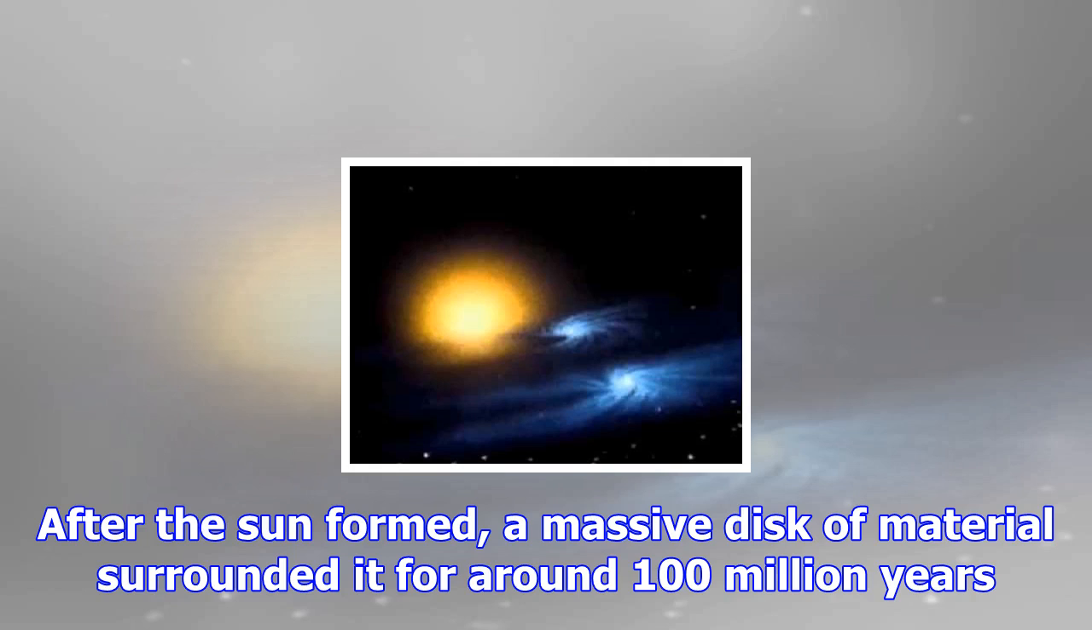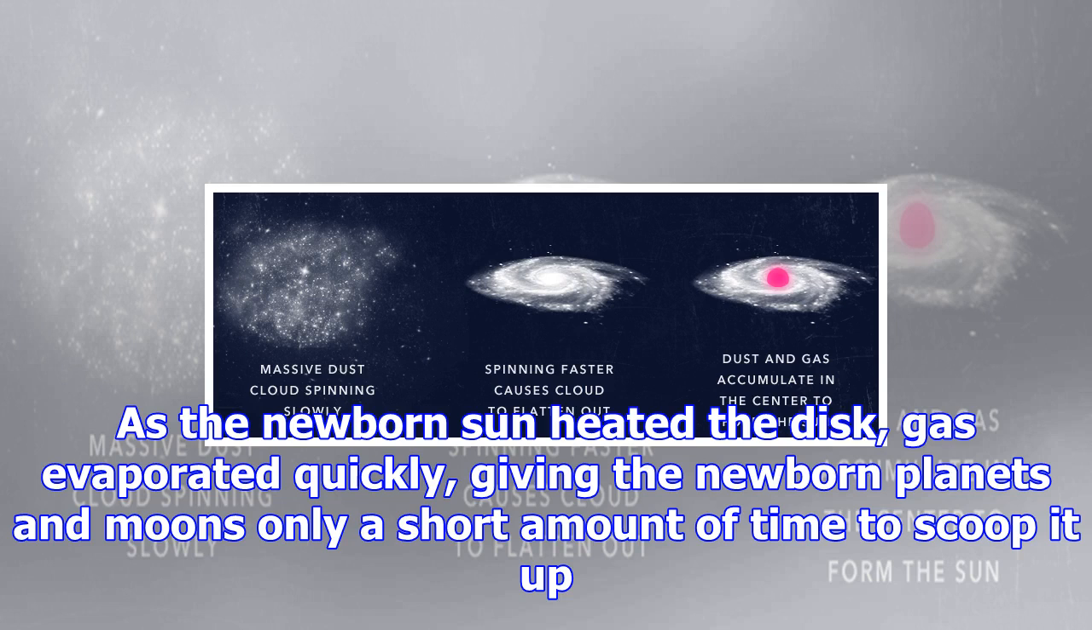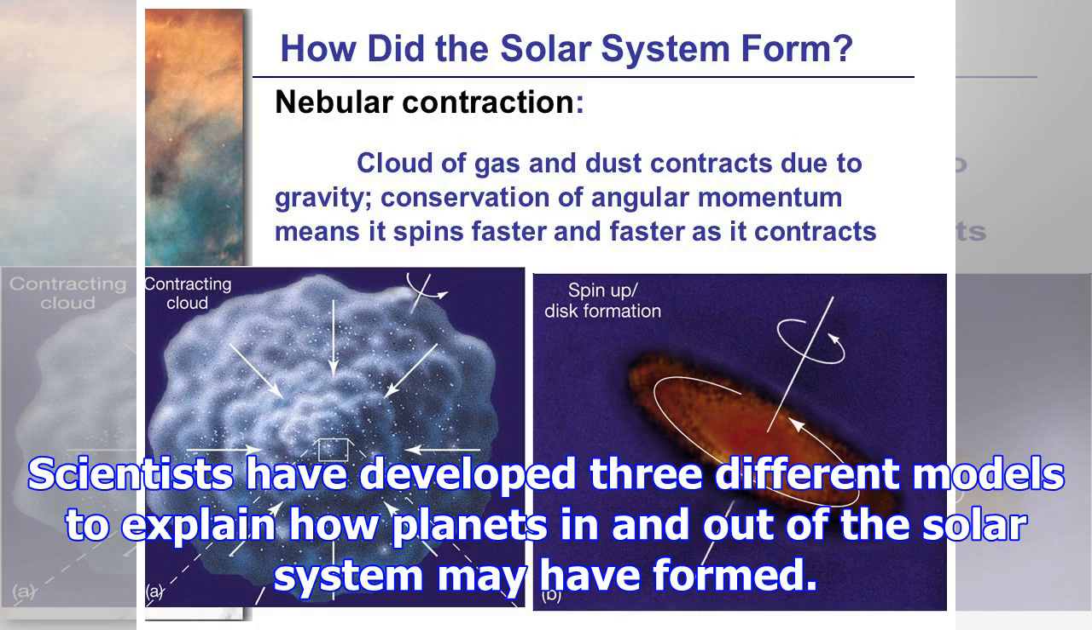After the Sun formed, a massive disk of material surrounded it for around 100 million years. That may sound like more than enough time for the planets to form, but in astronomical terms, it's an eye blink. As the newborn sun heated, the disk gas evaporated quickly, giving the newborn planets and moons only a short amount of time to scoop it up.